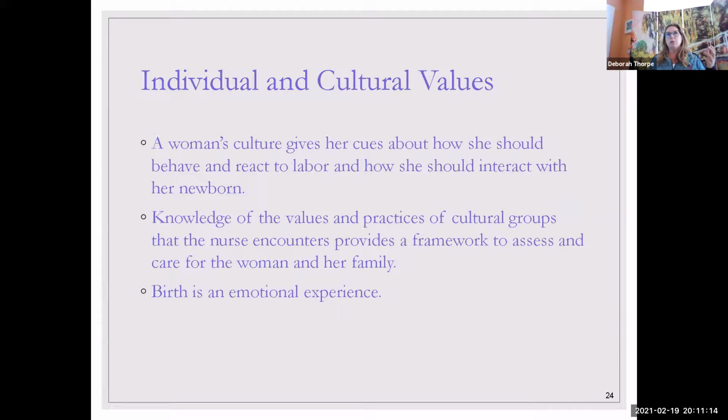Take into account, again, her individual values and intercultural values. And again, remember, just because someone's part of a culture or race, don't lump everybody into one thing. From her culture, she could give you clues into how she wants this birth to be, or what her expectations of this birth experience should be. But it could also not be.